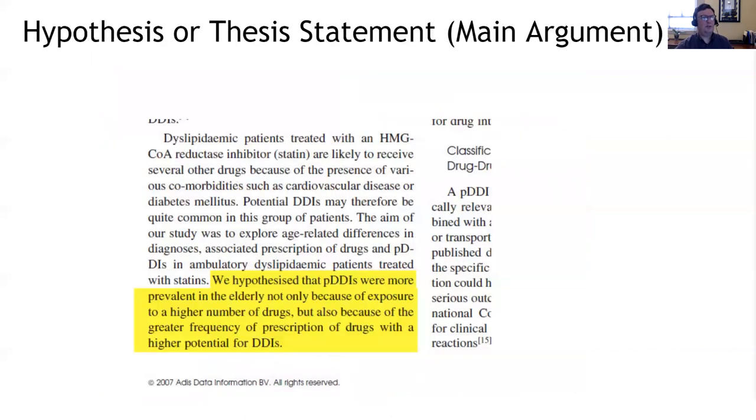And again, just to expand on this hypothesis or thesis statement, this is going to be their main argument. Now, in this example, they literally say, we hypothesize that PDDIs were more prevalent in the elderly, not only because of exposure to a higher number of drugs, et cetera. Sometimes they'll do that, but a lot of times they don't. So oftentimes it's up to you to read through that introductory paragraph to determine what the authors are proposing.